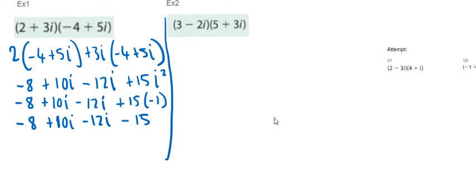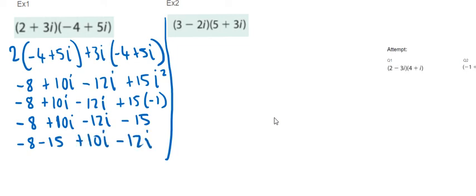Then we're just going to put the real parts together and the imaginary parts. So now minus 15 is just a real part because it doesn't have an i beside it. So anything that doesn't have an i beside it becomes just a real part. So we get minus 8 minus 15 plus 10i minus 12i.